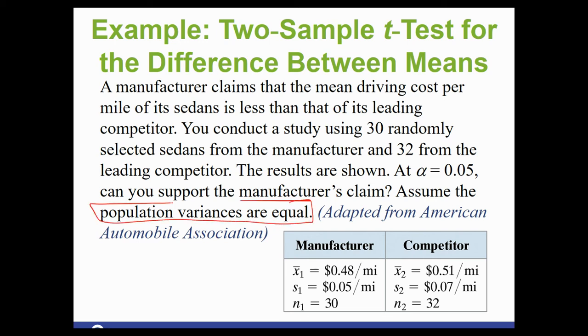So that last little line there, population variances are equal, that's letting you know that this is going to be a t distribution. That's your big clue. So equal variances.